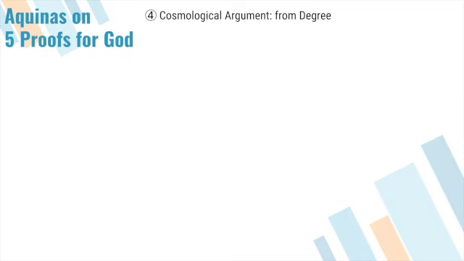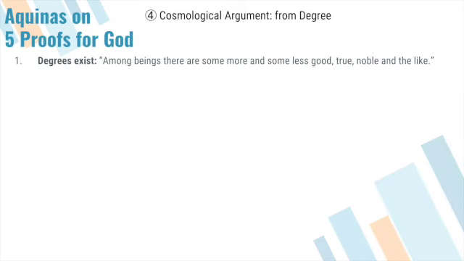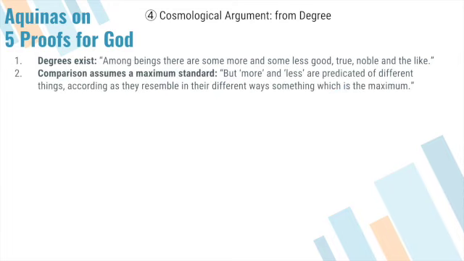The fourth cosmological argument is from degree. This is slightly different, right? Degrees exist. Among beings, there are some more and some less good, true, noble, and the like, right? So we think about someone, you can grow. You can grow in becoming a better person, all right? So better and worse implies a standard by which you measure something to be better or worse, right? Better and worse are really how close you are to the end goal of perfection, right? So comparison assumes a maximum standard.